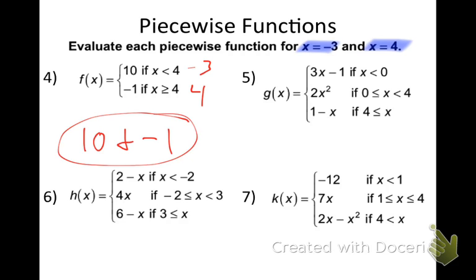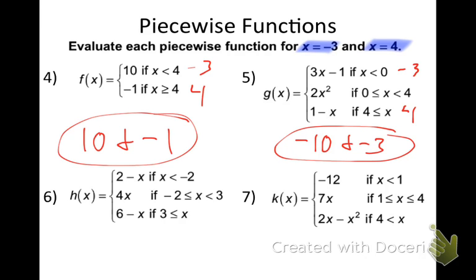Number 5, negative 3 would go into the first function, and 4 would go into the bottom function, or the last function. When I plug it in, what do I get for answers then, Andy? Negative 10 and negative 3.